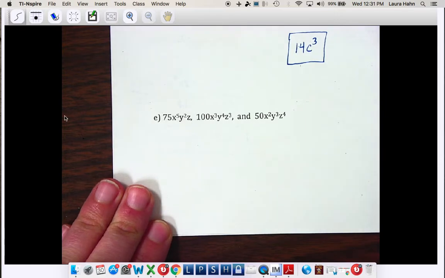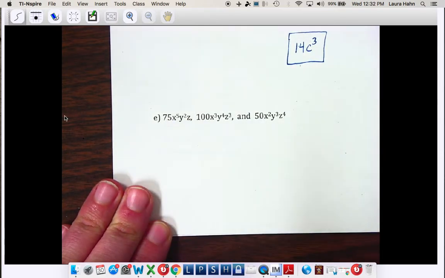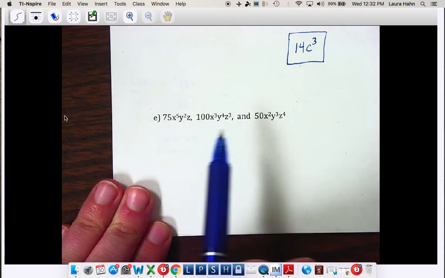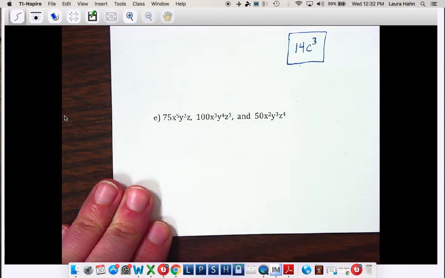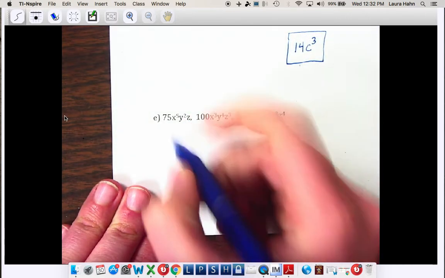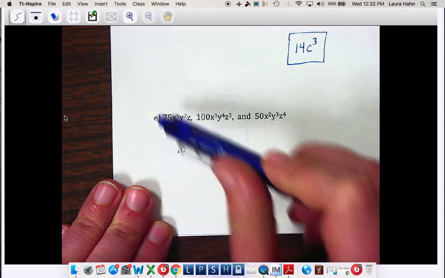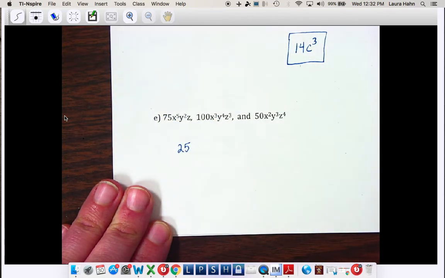Okay, so if I want to find the greatest common factor between each of these groups, they all have to have it in common. So let's look at 75, 100, and 50. Let's think about what is the greatest number that will go into 75, 100, and 50. Well, 25. Some people might be tempted to say 50, but I know 50 does not go into 75.